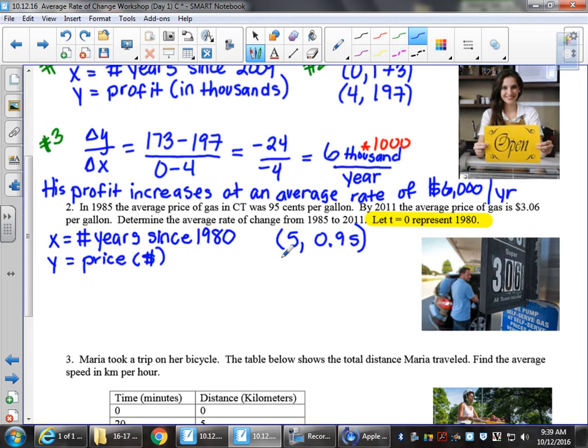26? Is he right? No. What is he trying to find out right now? Because what's my other year that I know? So how do I figure out how many years after 1980 is 2011? How can we use a calculator just to be sure? Subtract. Do 2011 minus 1980. 31. Good. So 31, and then what was the price in 2011?